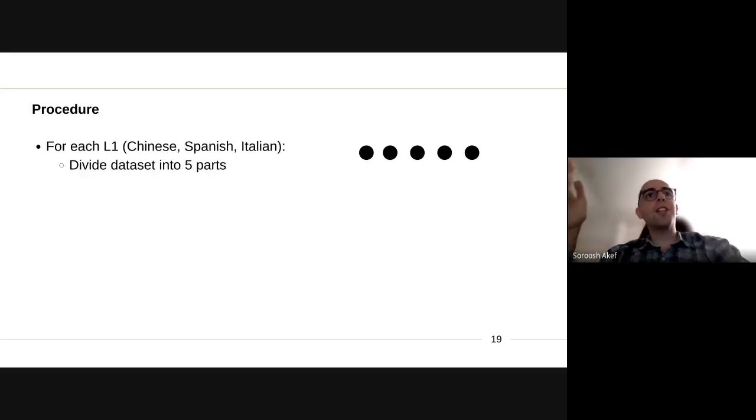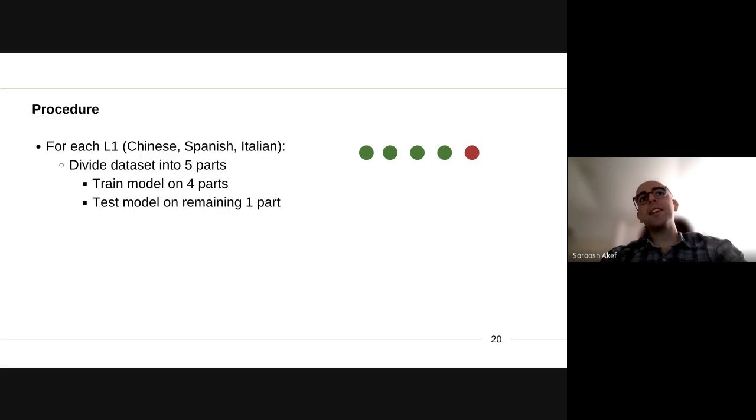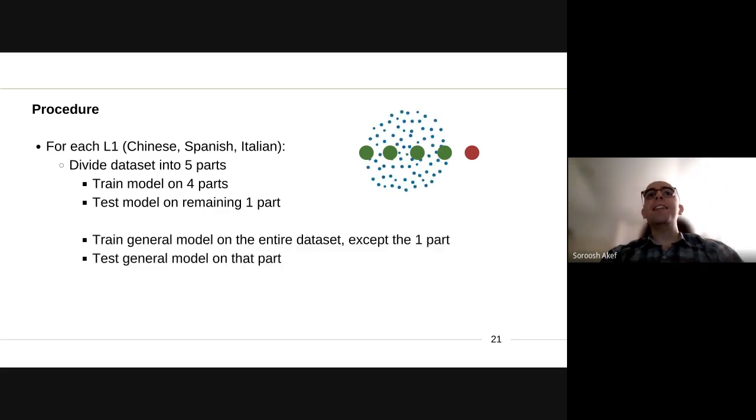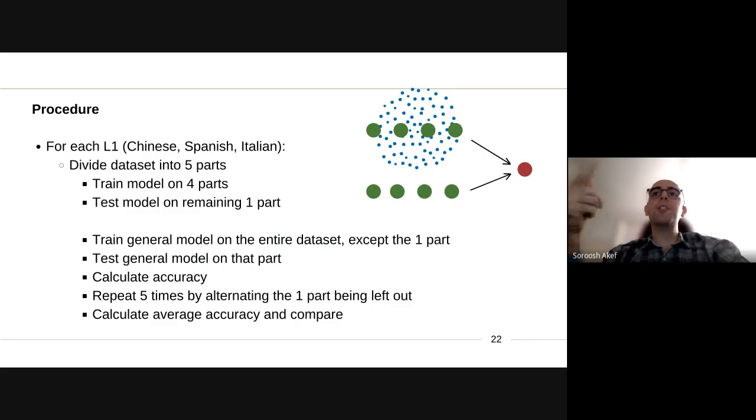So this is the procedure that we took. We took each L1 background and divided the data into 5 parts. Then we trained the model on 4 parts and tested it on the remaining 1 part. Then we took those 4 parts and added them to the text from all the other L1s. So we made this huge general data set, but tested it on that exact same part that we tested the initial model on. Then we repeated this process 5 times by alternating the test set. This is called k-fold cross-validation.